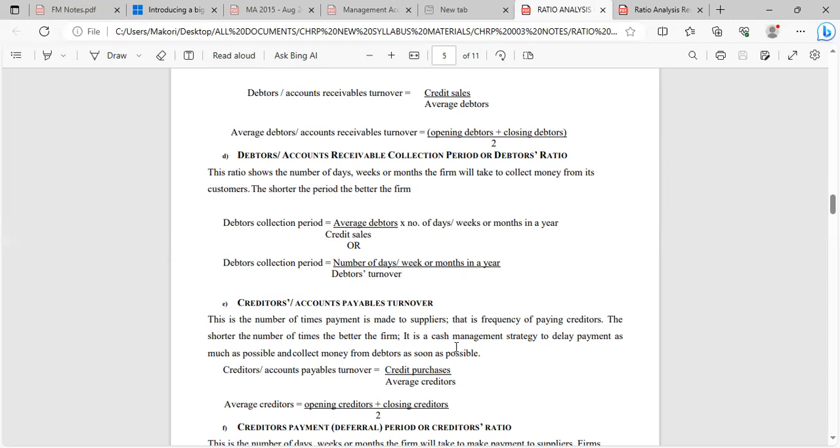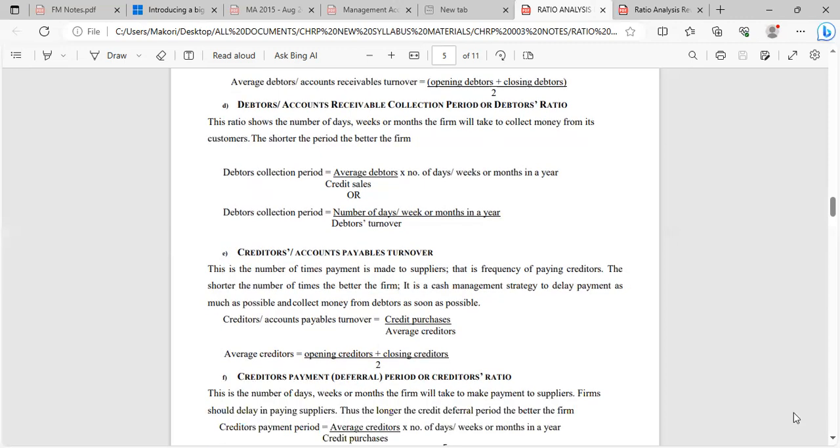So the fewer the number of times that you are paying them, the better to you. It is like the opposite of the receivables turnover. For the receivables, because you are collecting, the more times you collect, the better. But here, because you are paying, the fewer the number of times, the better, because you remain with that money for a longer period and can use it to generate more revenue before you pay the creditors. Here you are told that the creditors or payables turnover is the credit purchases divided by the average creditors, or simply purchases over the creditors.